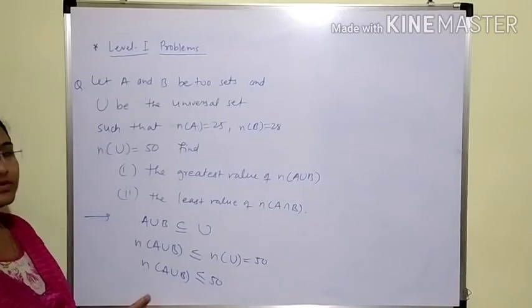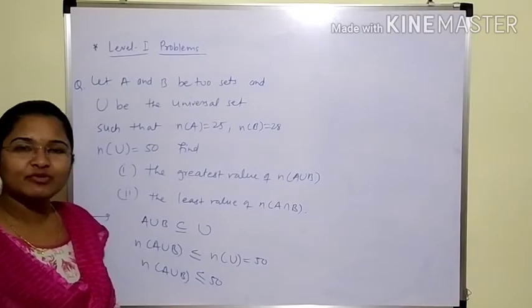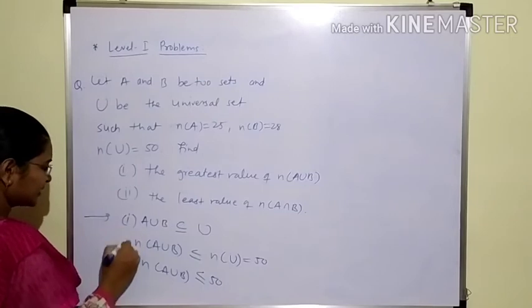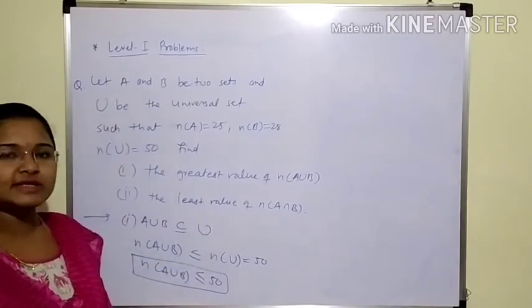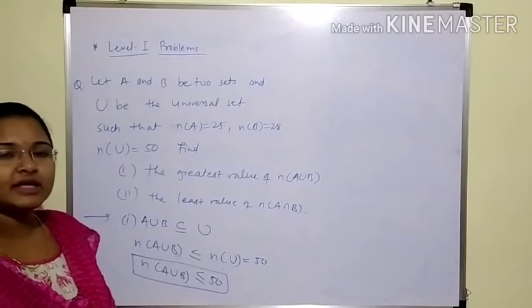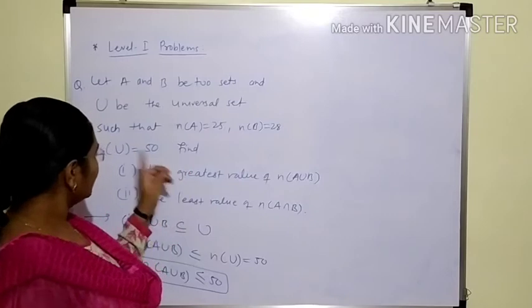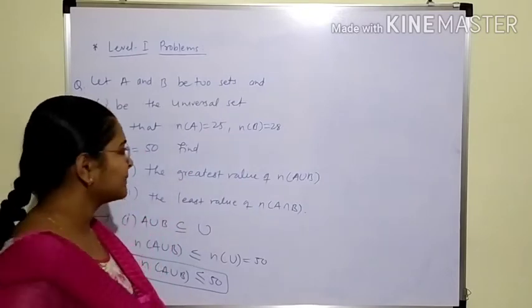Okay. Students, you also write with me. If you write, then only you will understand. So first, the greatest value for the number of elements in the union of two sets is 50. Now students, what we have to find? The least value of the intersection of A and B.